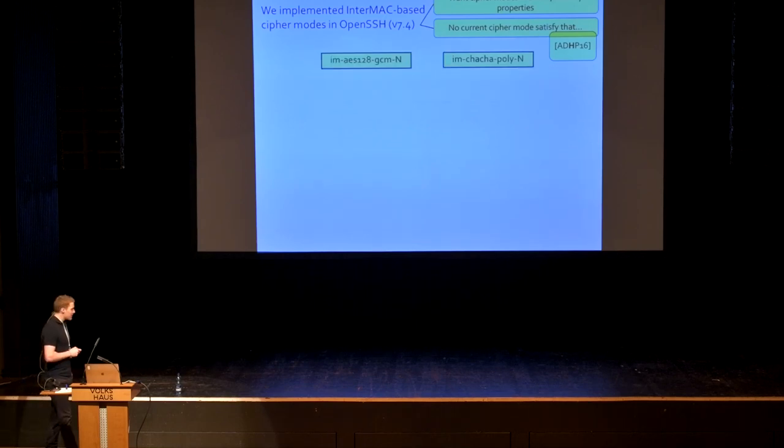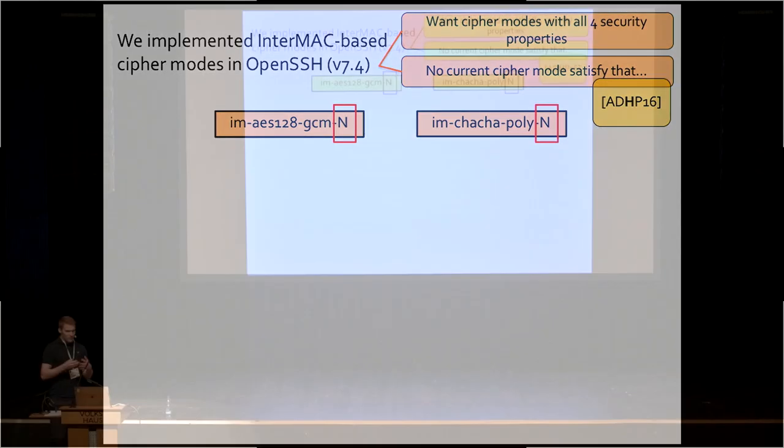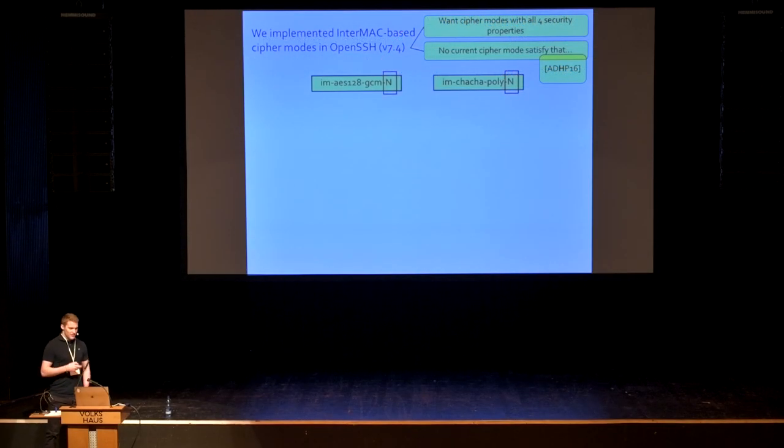And we implemented InterMAC-based cipher modes using both the AES-GCM internal AE scheme and the ChaCha-Poly internal AE scheme. From now on, instead of saying InterMAC-based cipher modes, I'll just refer to them as IM modes. Then in here, the N indicates the chunk length. Unfortunately, you cannot dynamically negotiate the internal nonce-based scheme or the chunk length when you do the handshake in SSH. So instead, you need to hard code these into the code.